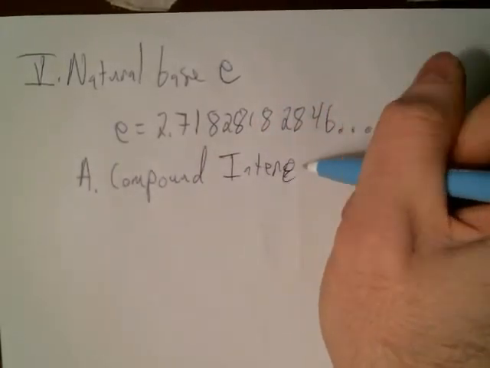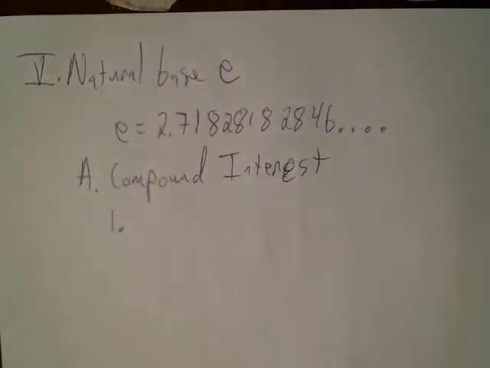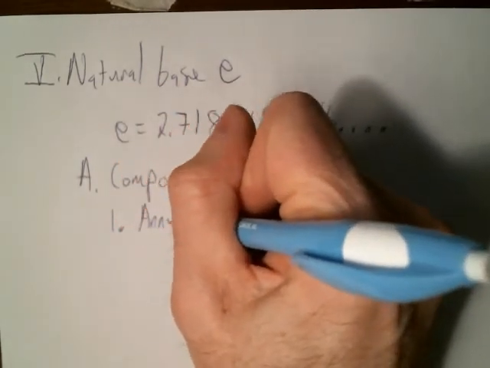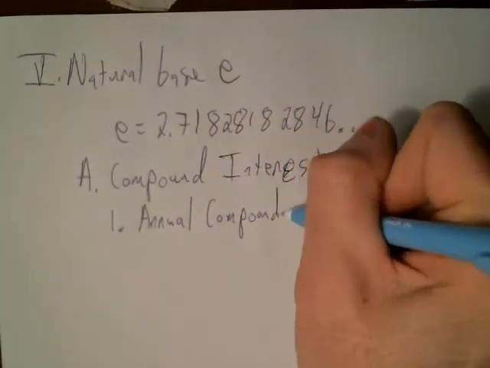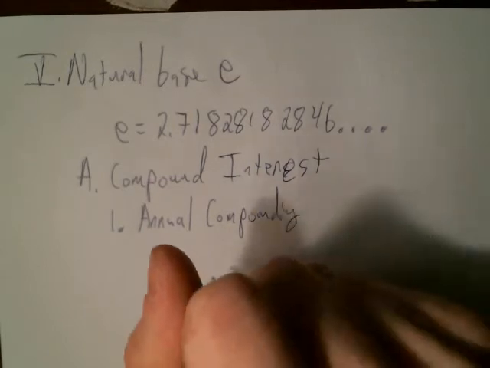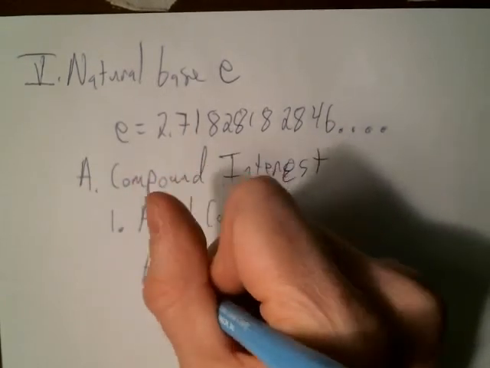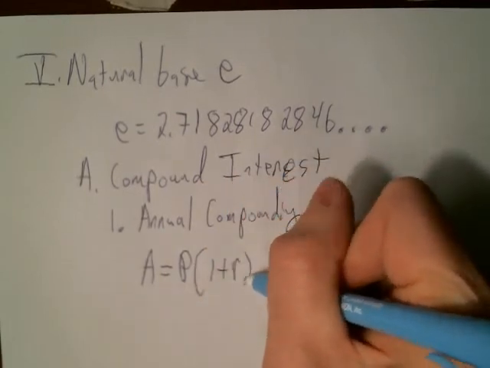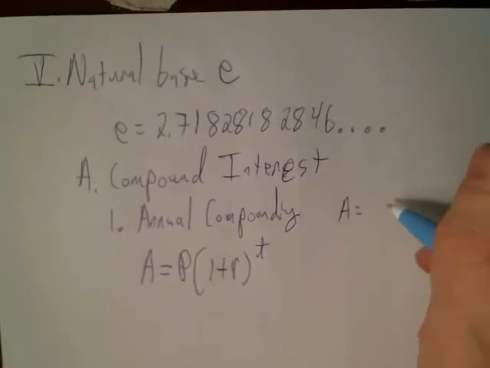So there's all kinds of different ways to compound interest. If you go to the bank, or you are paying rent to somebody else, there are all kinds of different compounding periods possible. You can compound once a year, and in that case, you can figure out the amount you have in your account after 1 year by using this formula: A equals P times 1 plus R to the T. A is the future amount.